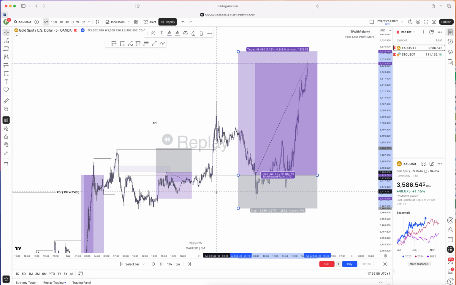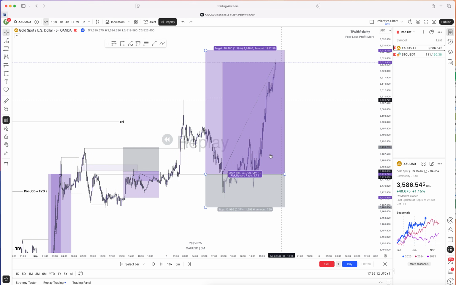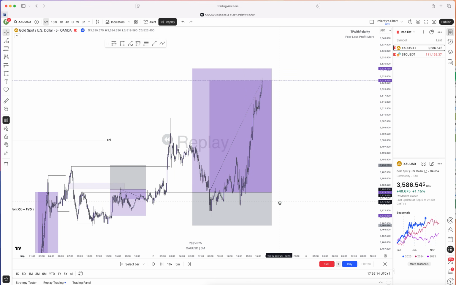Do you guys get me now? So as much as I missed this one, I was still able to, because this is now an invalidation, because I was selling. I was waiting for it to invalidate. Then I used the last liquidity to buy. That was how I started buying.